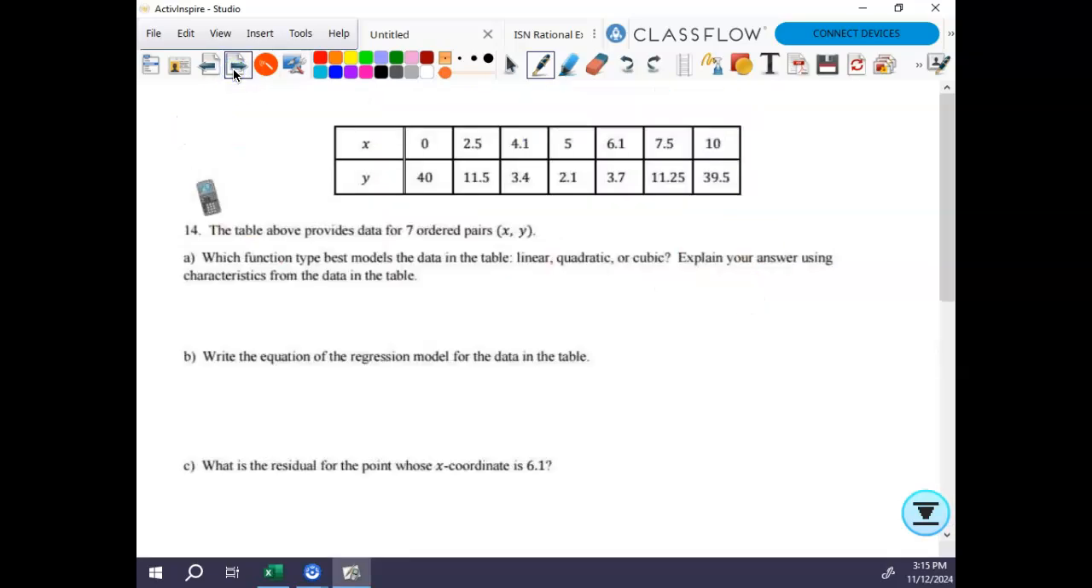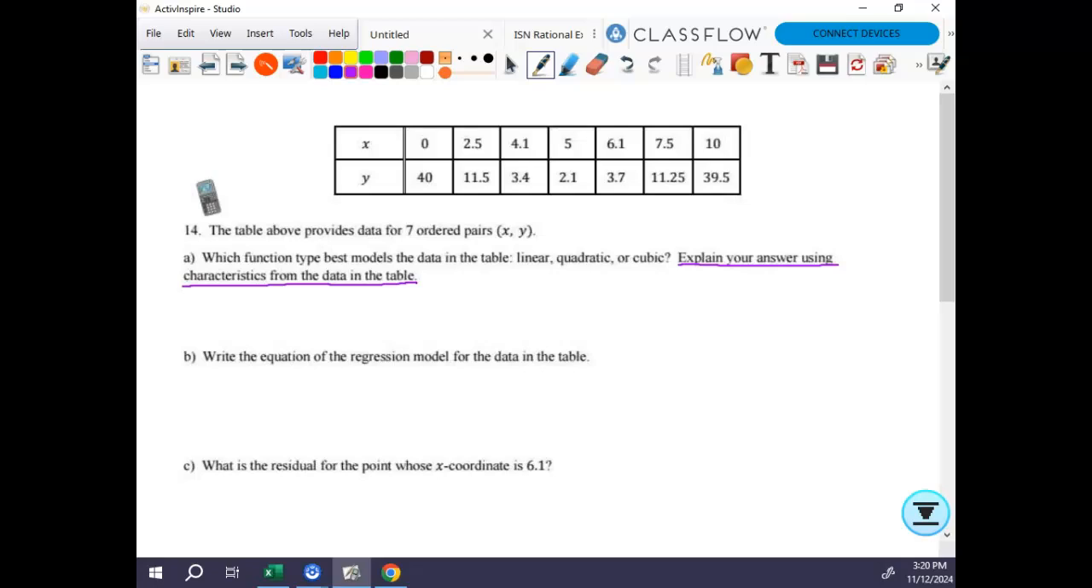All right, so now onto the calculator part. Okay, so it says the table above provides data for 7 ordered pairs. Which function type best models the data in the table, linear, quadratic, or cubic? Explain your reasoning, or explain your answer using characteristics from the data in the table. Even though this is on the calculator part, this particular kind of question would most likely be on the non-calculator because we're not trying to just type in stuff and then look at it and see what we think.